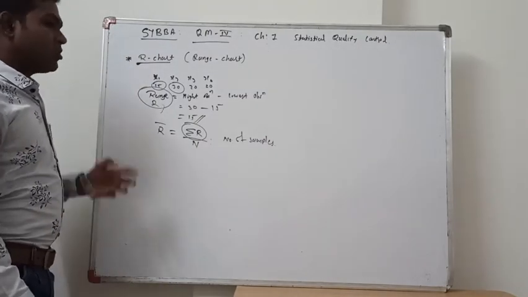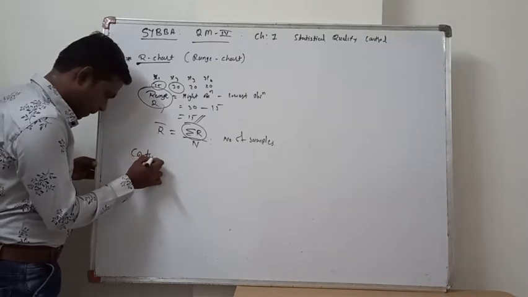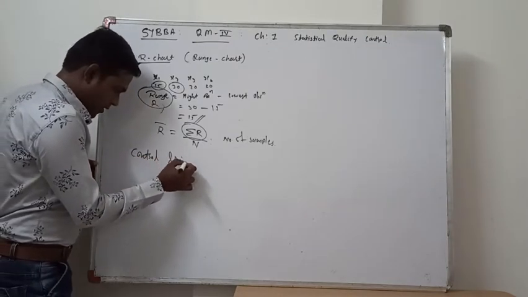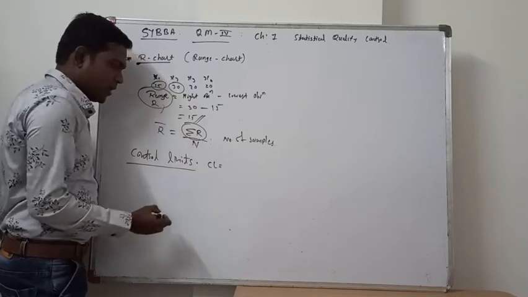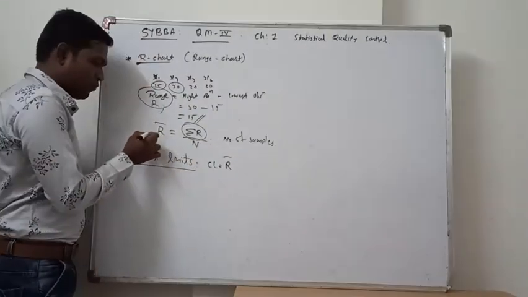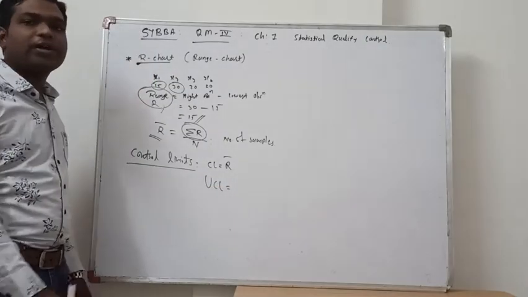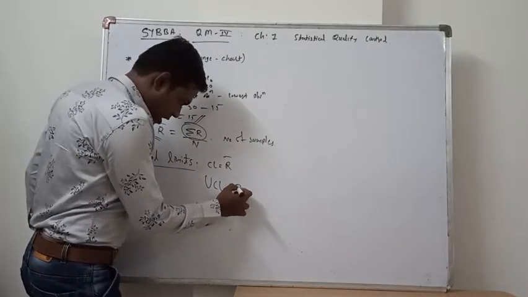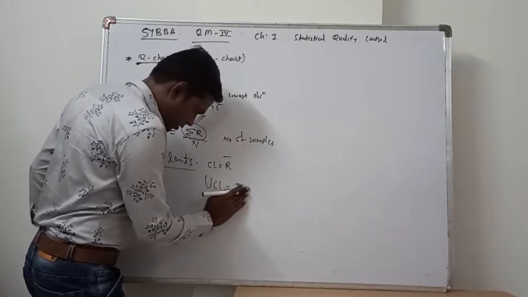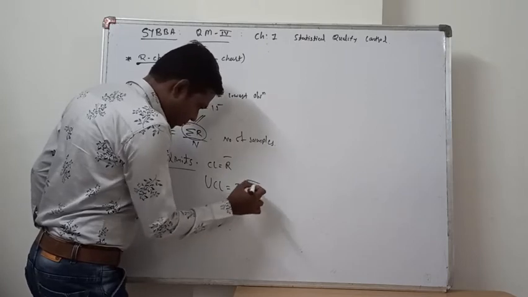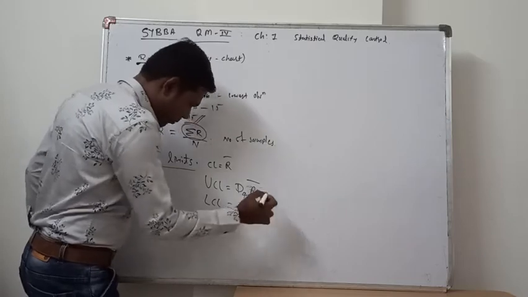Now, to draw the chart, we also find the control limits. The formulas are: first the central line, that formula is R bar, that we have to find over here. Next, UCL, the upper control limit, the formula is D4 R bar. And the lower control limit, that is D3 R bar.